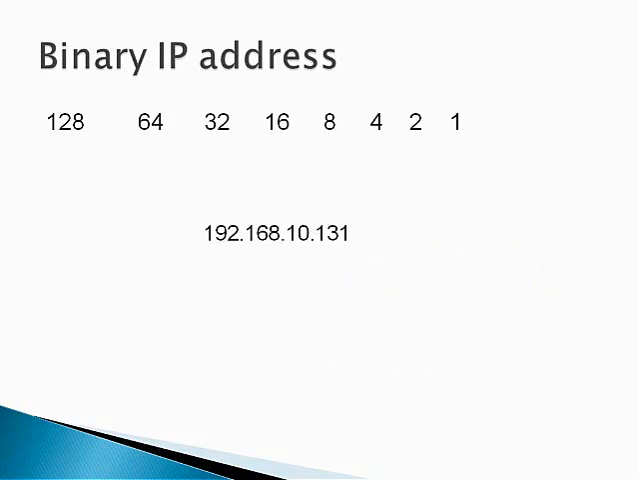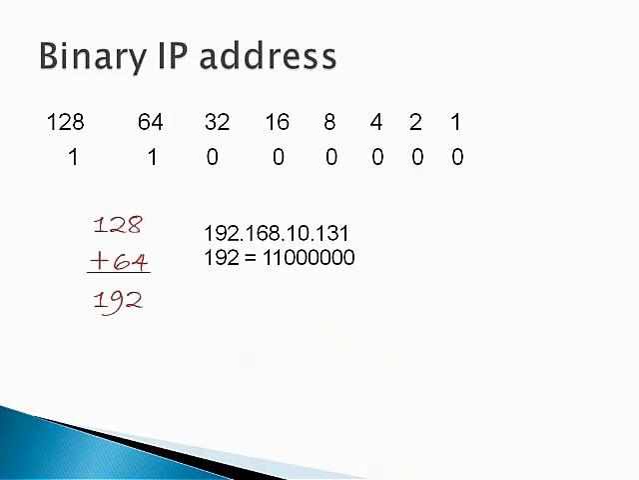The IP address of 192.168.10.131. We're going to break it up by octet. 192 is represented by 11000000. Should be 2 ones and 6 zeros there for our 8 bits, because 128 plus 64 equals 192, and we don't have anything else left over. That's why they're all zeros.